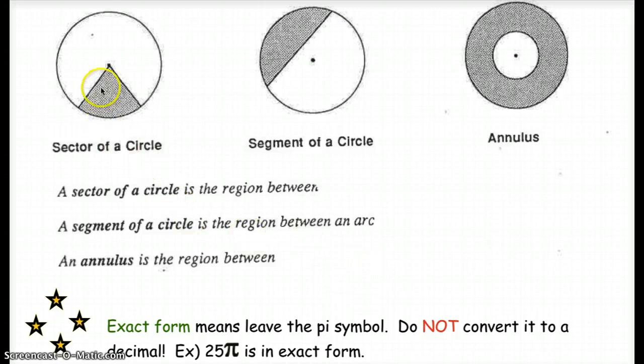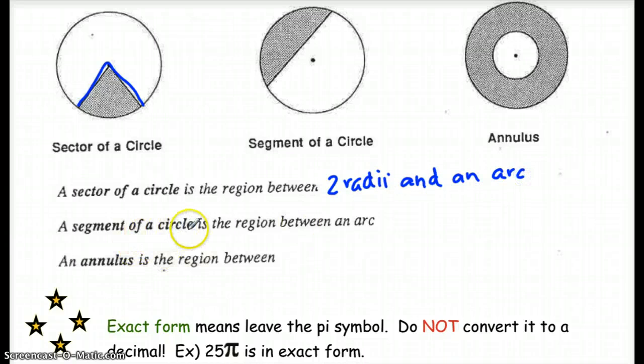So a sector of a circle is essentially a wedge-shaped piece, as outlined in this gray area here. Formally, it is defined as a region of a circle between two radii and an arc.